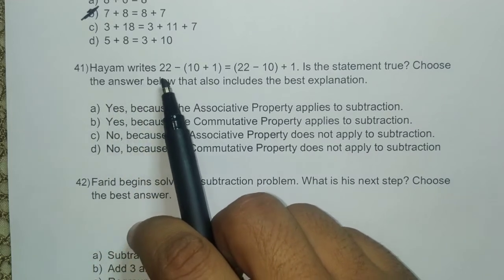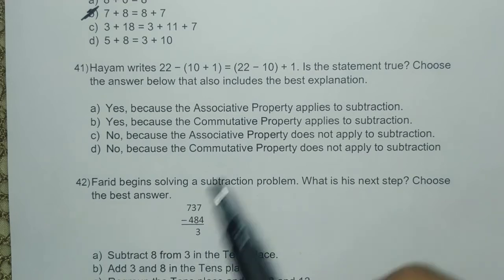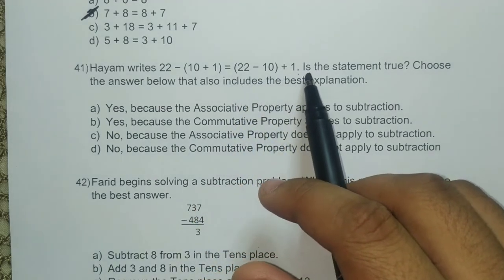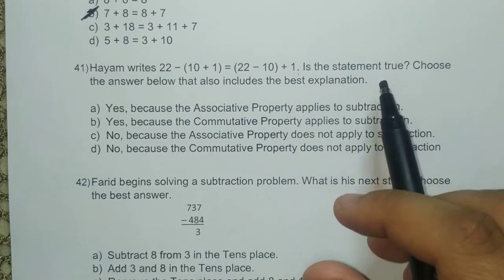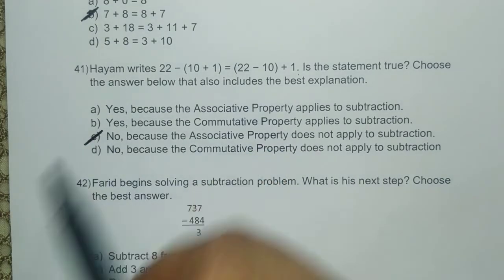Hayam writes 22 minus (10 plus 1), which equals 22 minus 10 plus 1. Is the statement true? Of course it's not true, because the associative property doesn't apply to subtraction. So number C is the correct answer.